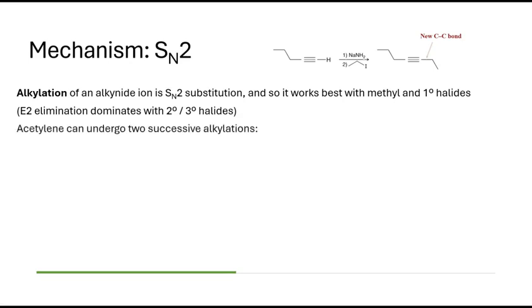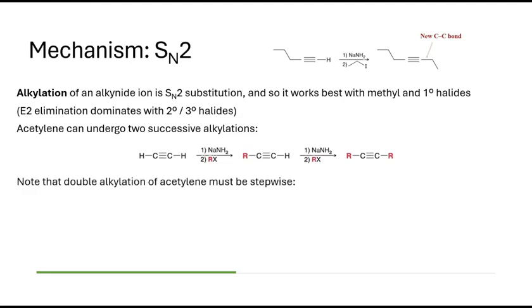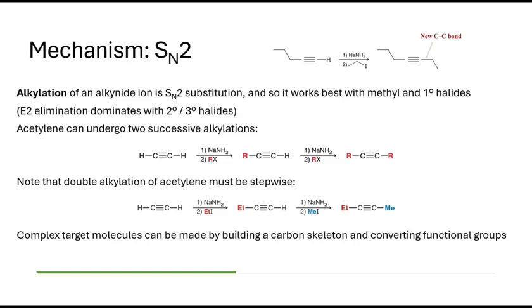Acetylene can actually undergo two successive alkylations because it has two carbons that are terminal. It's the simplest alkyne. This must happen in steps. Complex target molecules can then be made by building a carbon skeleton and then converting the functional groups.